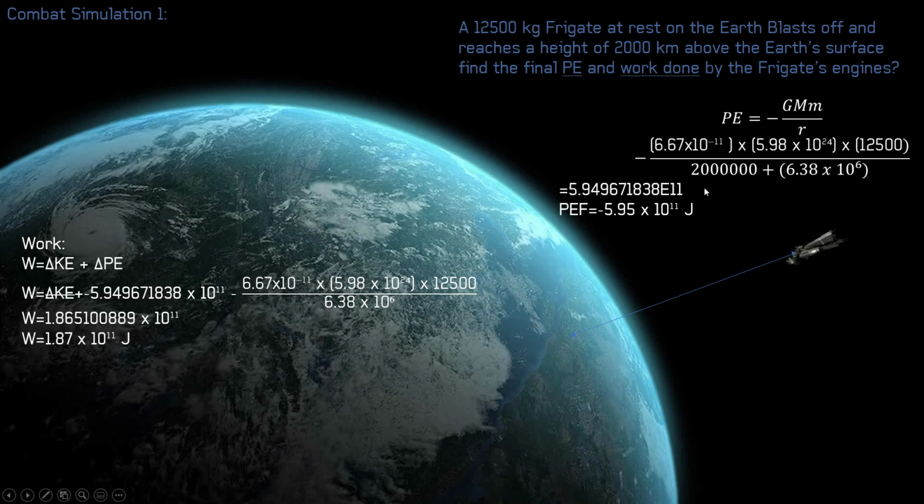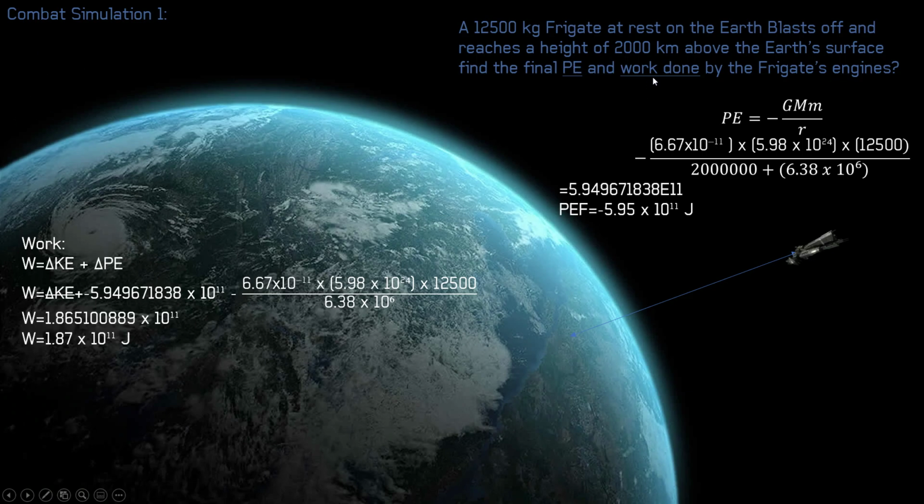We're going to add those two numbers and plug all of those into the equation, and it leaves us with a final potential energy of negative 5.95 times 10 to the 11 joules. And notice how it is a negative value, as proven by why it was negative in the last slide.